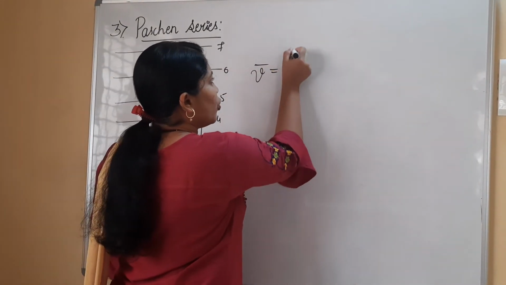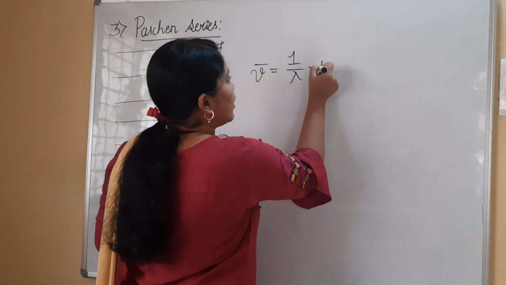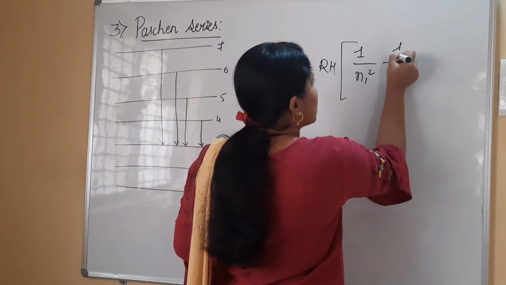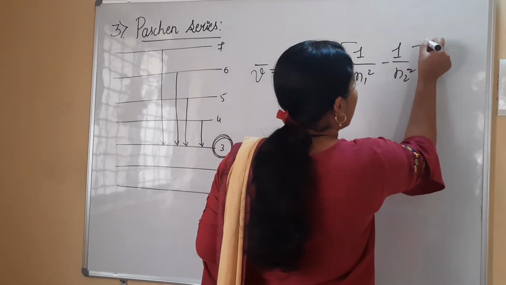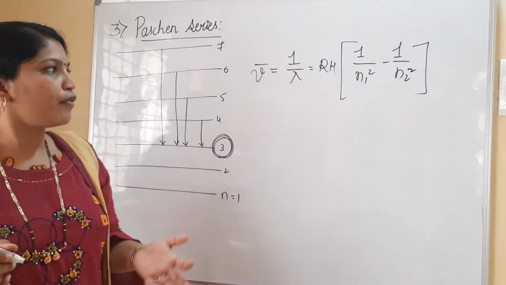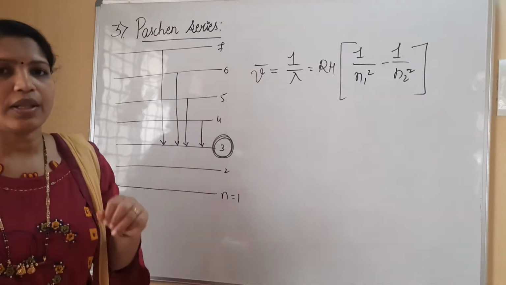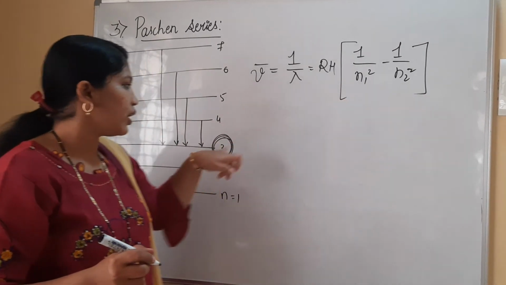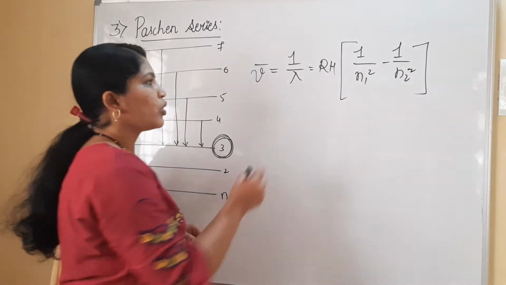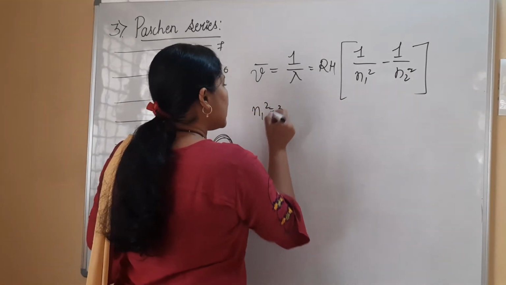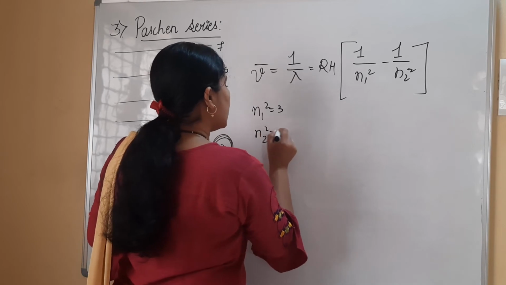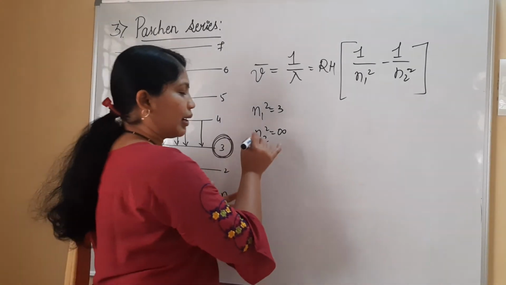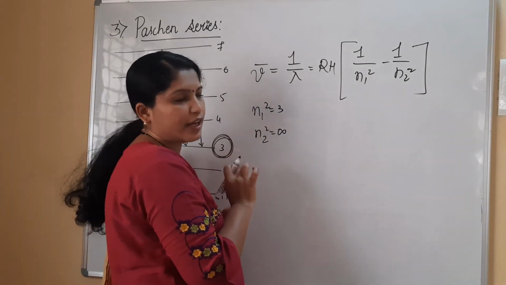We all know nu bar is nothing but 1 by lambda. Here we will be considering RH, and we will have 1 by n1 square minus 1 by n2 square. This was the formula. Now you can do it yourself as you are viewing, and tell me the limiting line, or the values for this lambda, by substituting n1 equal to 3. So here n1 square is 3 square, and n2 square we take as infinity.